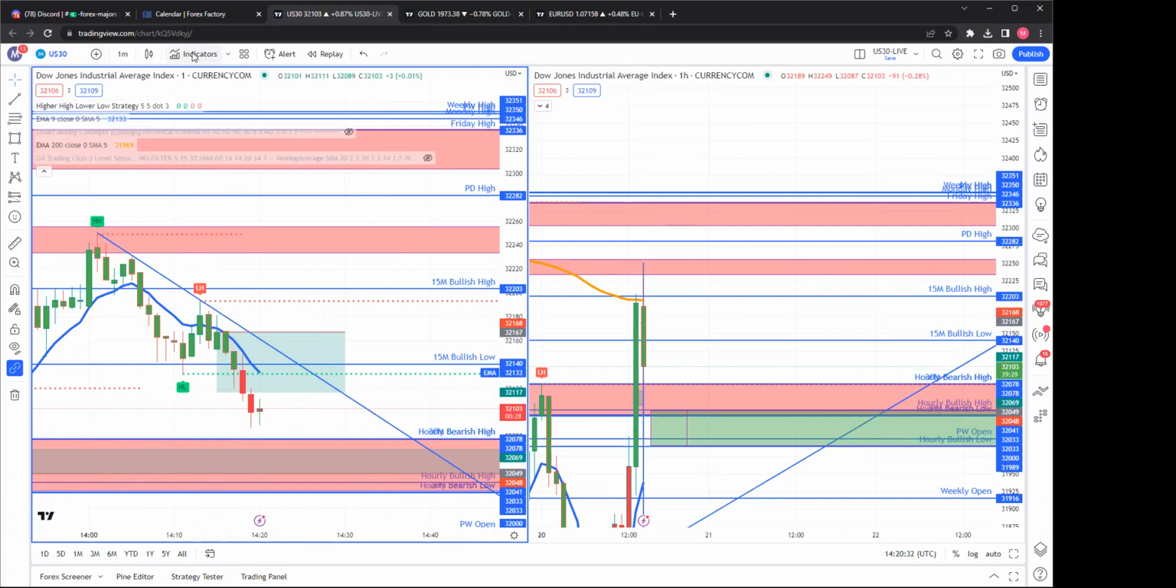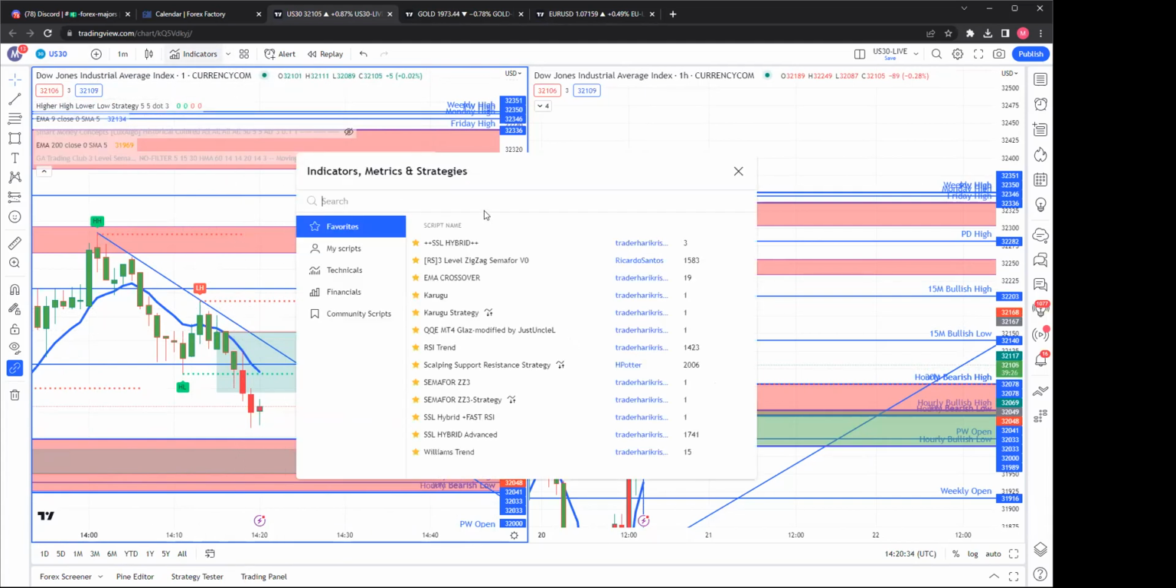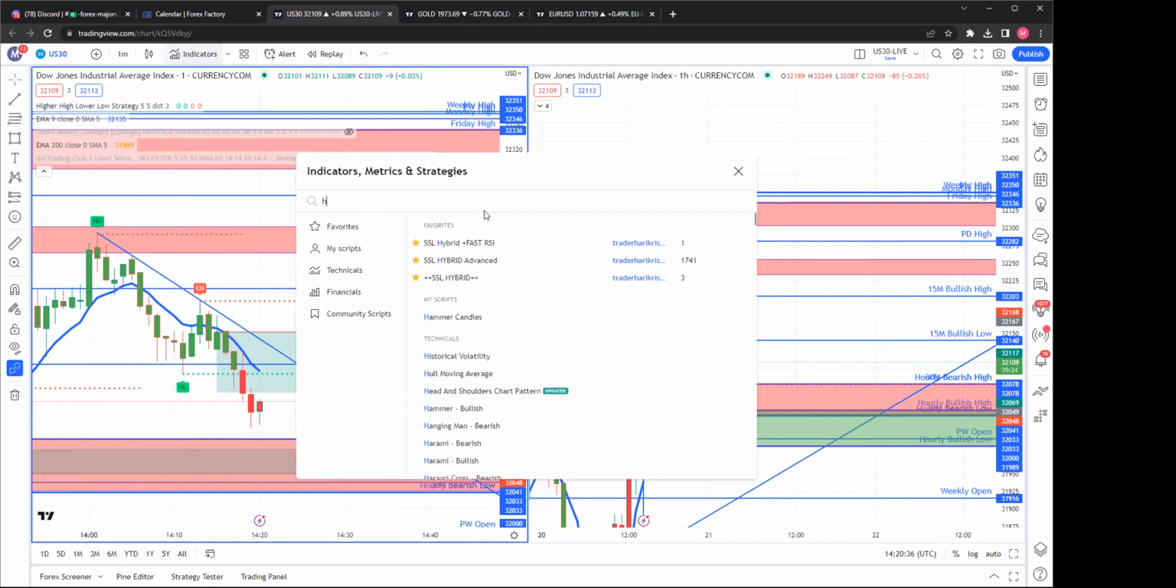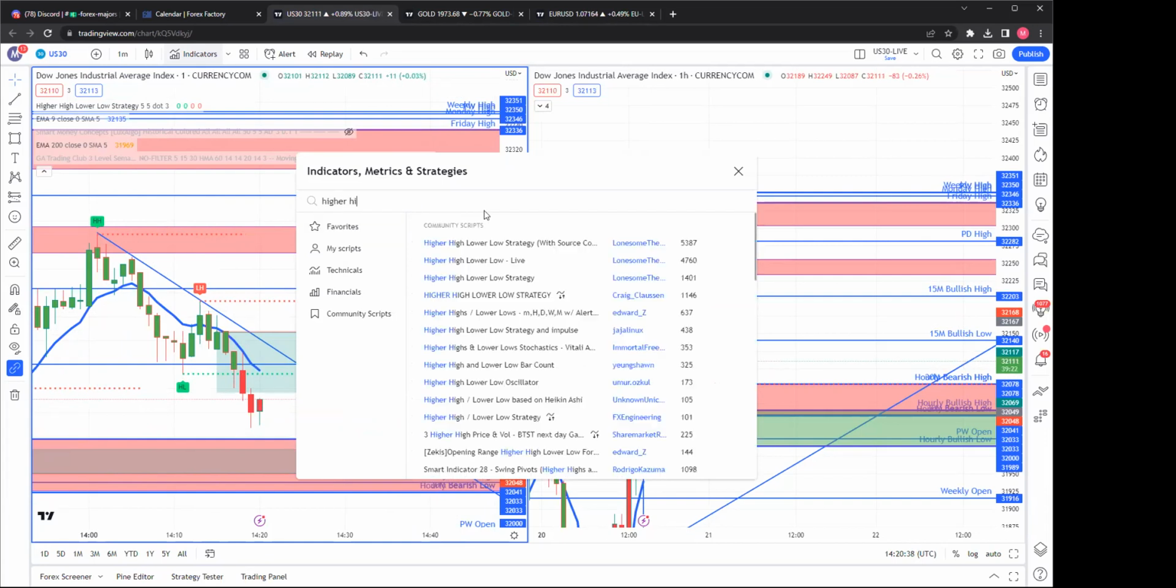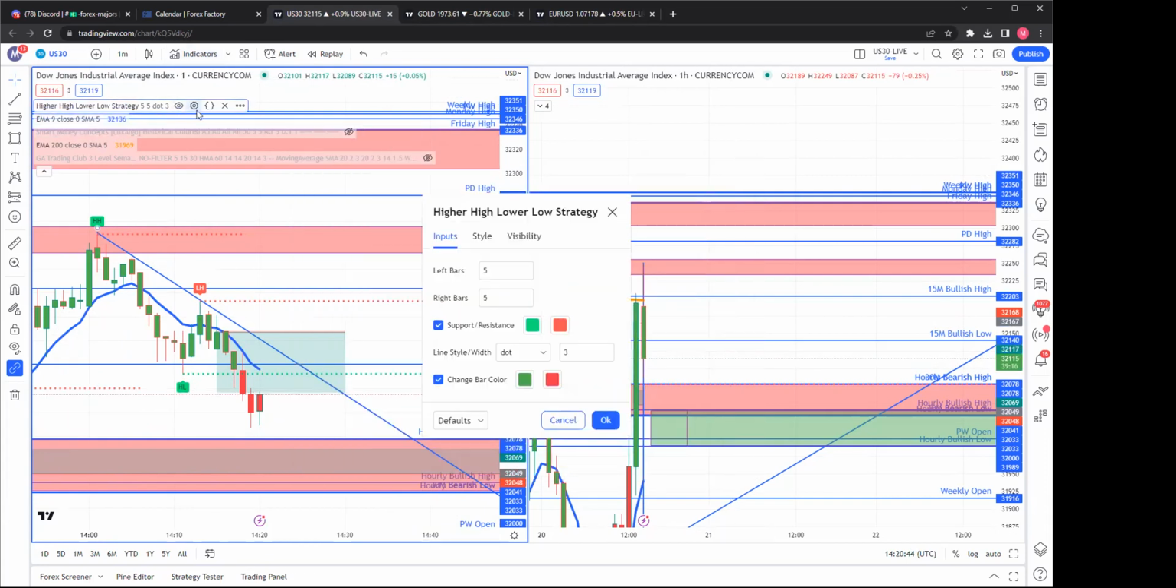This higher high, lower low strategy indicator is a free indicator that you can get on TradingView. So higher high, lower low strategy, this one right here with source code. You don't have to change anything. The only thing I changed there is change bar color in case you don't want your bars to be changed. The color, don't change any values in there.